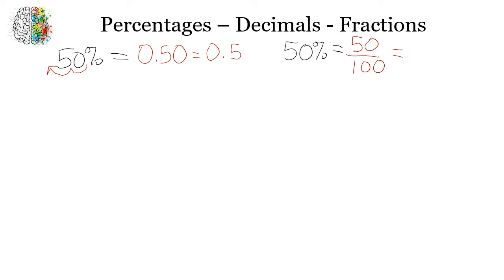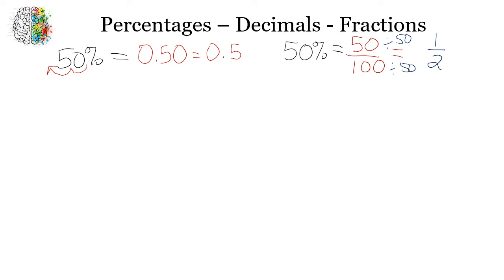Now you want to remember that on your exam, they want you to have all of your answers in the most simplified form. So we're going to want to take this fraction and simplify it. 50 can go into 100, so we can divide both the top and the bottom by 50, and that's going to give me a fraction of 1/2.